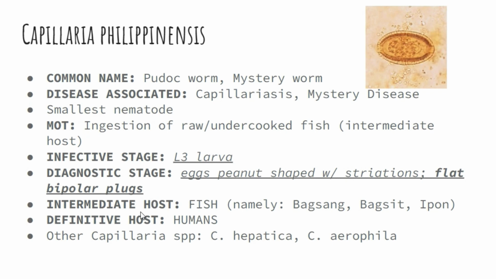So, for the intermediate host, again, I'll just recall what is an intermediate host, guys. An intermediate host, again, is a host that harbors immature parasite, like larva. So, for the intermediate host of Capillaria philippinensis, it is commonly, again, fish. Kaya nga po, pwede siyang makuha sa pagkain ng raw or undercooked na isda.